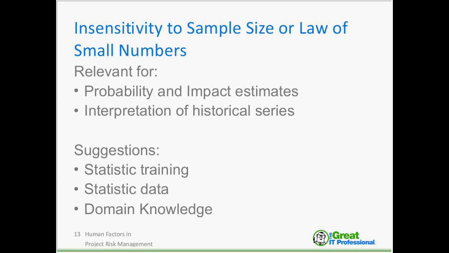Relevant for what? It is relevant especially for probability and impact estimates, because depending on what happened in the past, you can overrate or underrate, for example, the probability and the impact, and also the interpretation of the historical series.